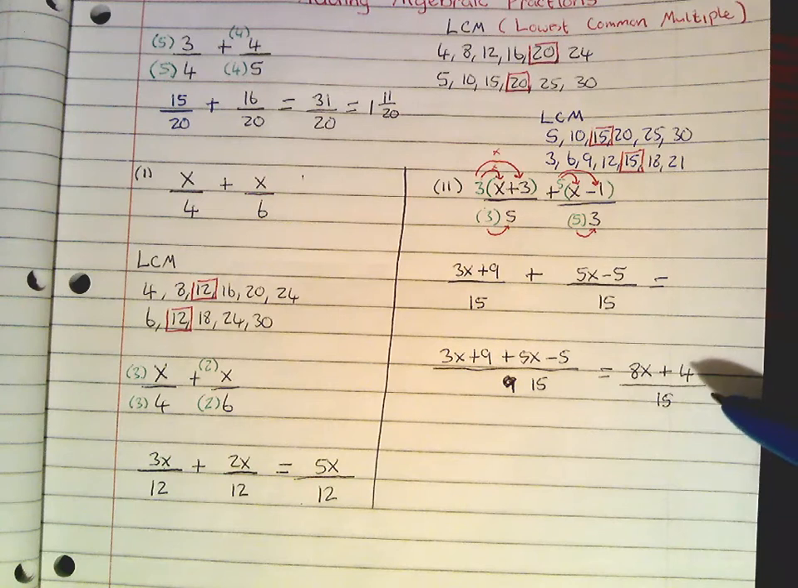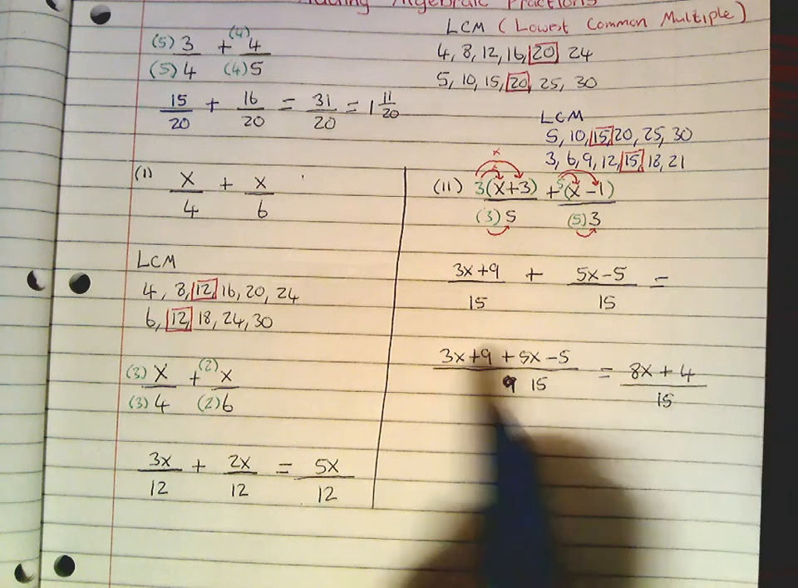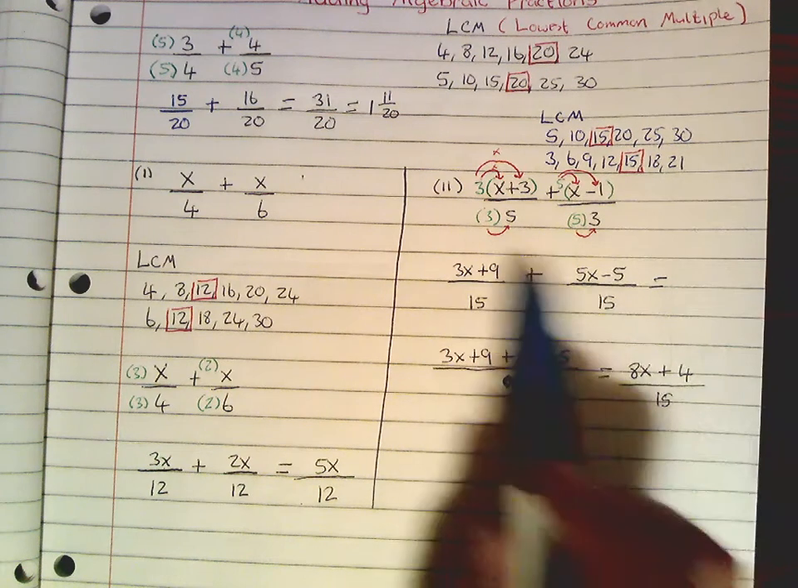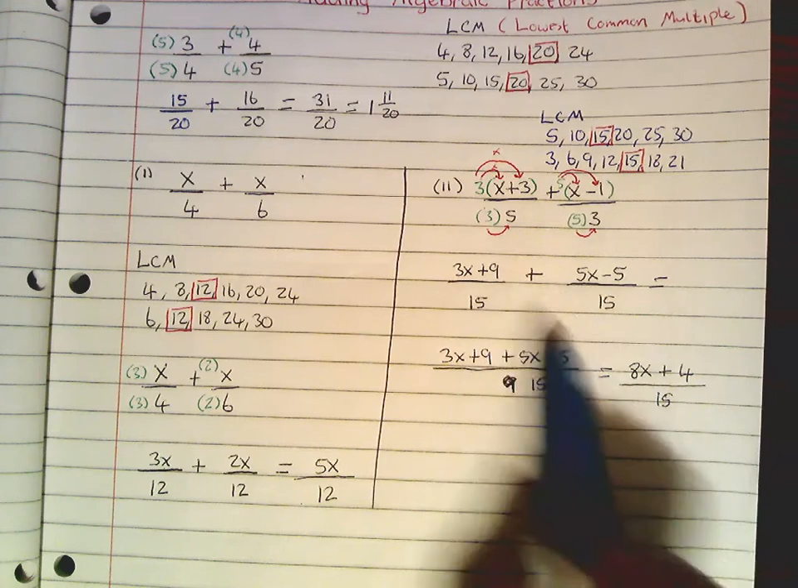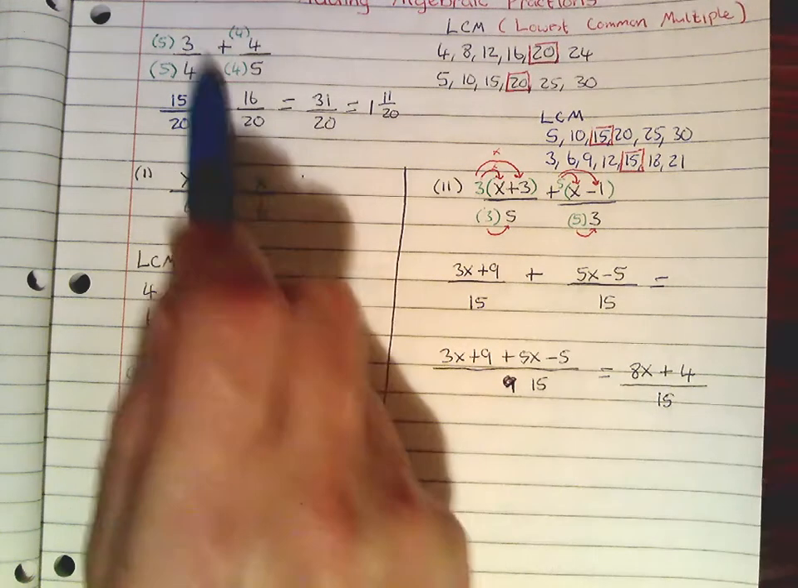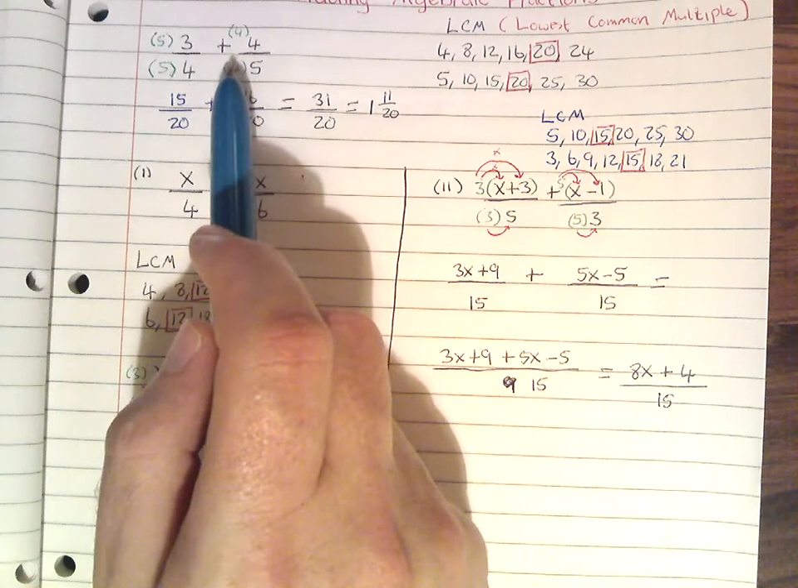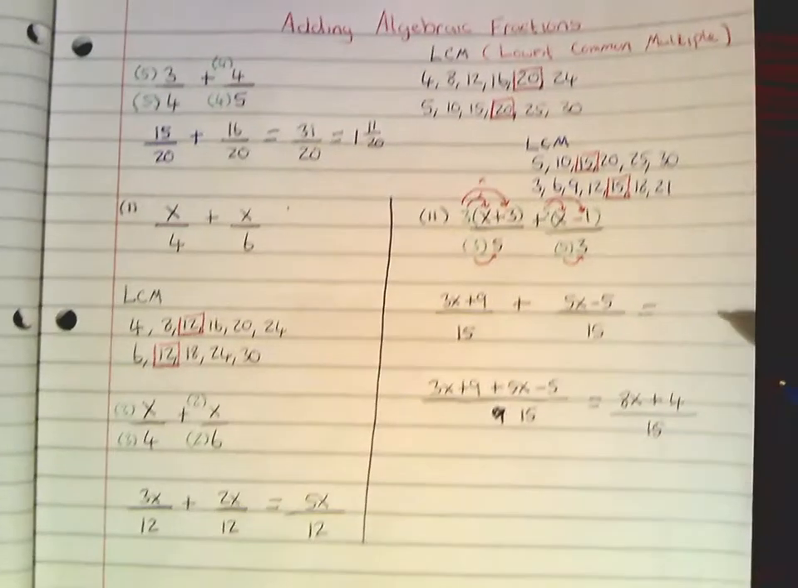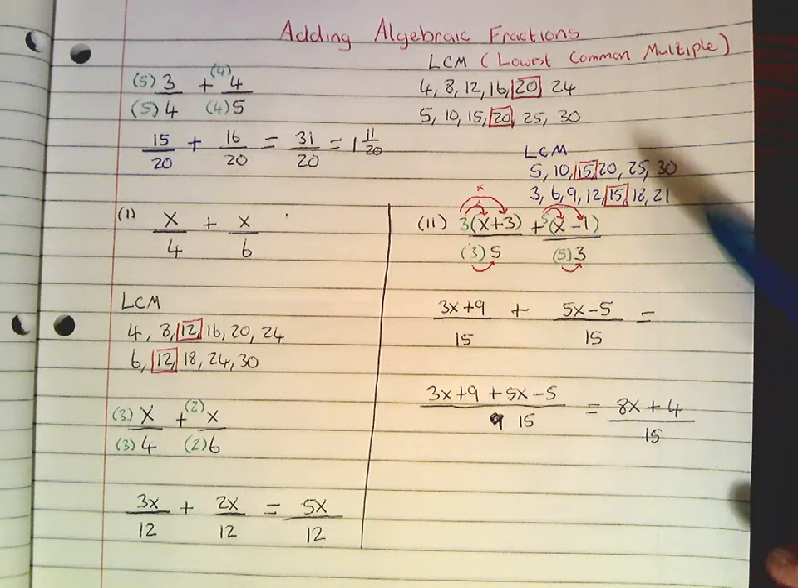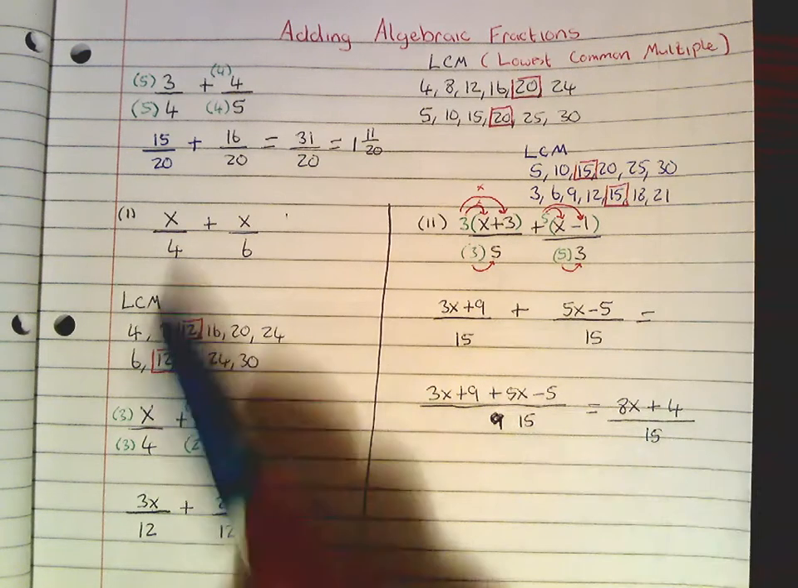So what we've done is taken these two fractions and added them together. We're using the same principle that you use when adding normal fractions together. Hopefully that makes sense, and that is adding algebraic fractions together.